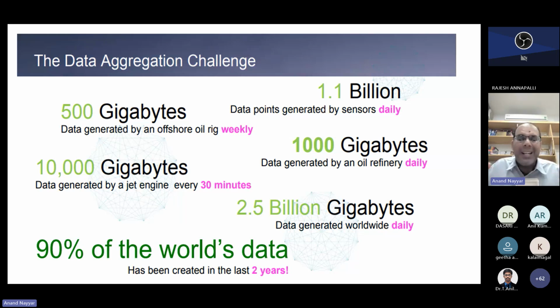10,000 gigabytes of data is generated by a jet engine every 30 minutes. And remember, everybody, if you talk of the autonomous revolution, for even 5 kilometers, if you take your autonomous car from point A to point B, it takes about 4 terabytes of data for just 1 kilometer. 90% of the world's data has been generated in the last 2 years. And that's the primary point, everybody, that we are still not into full big data because the world is not getting all the internet services.